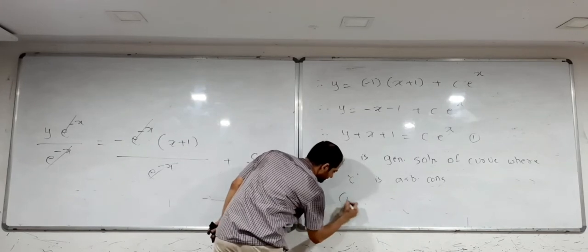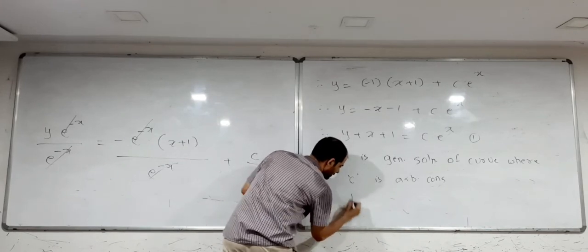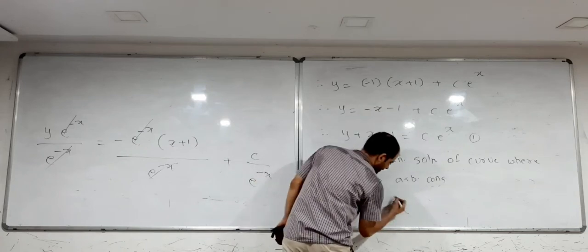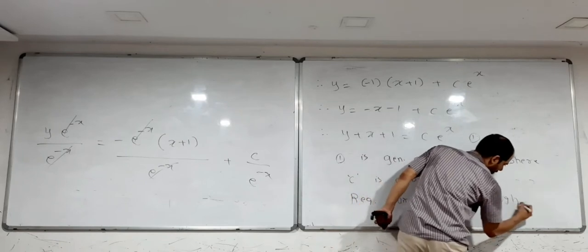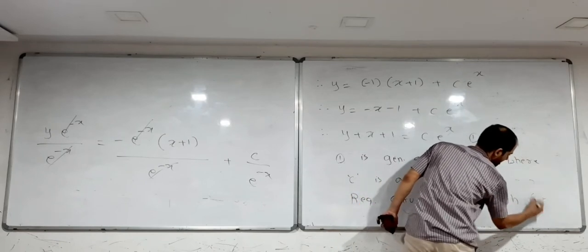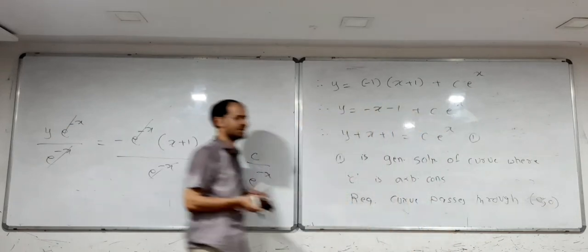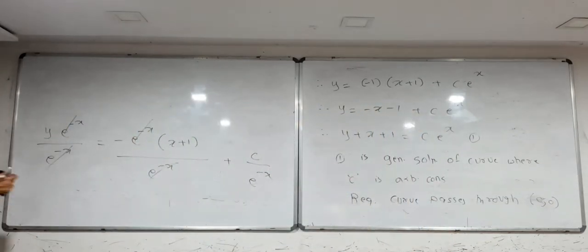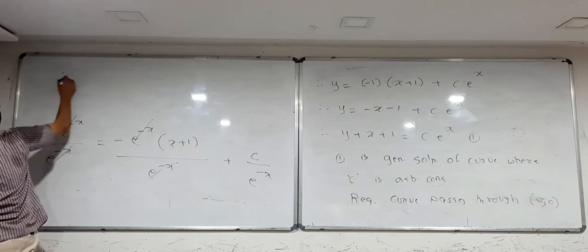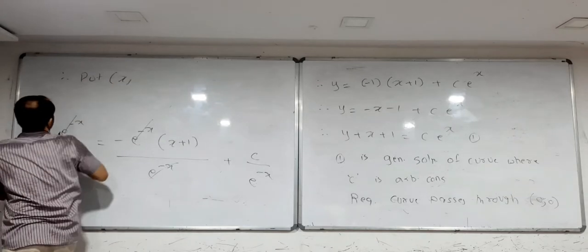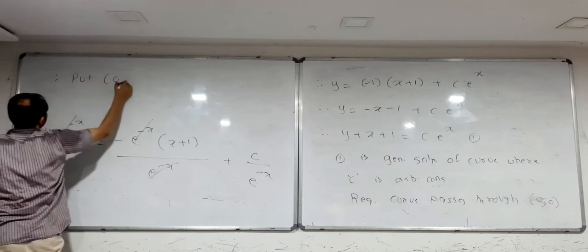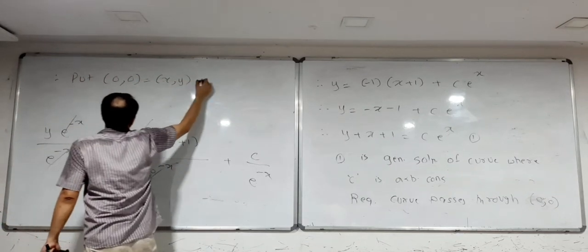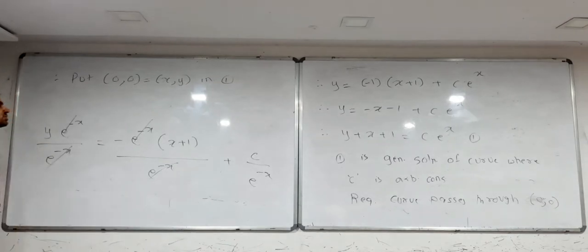The required curve passes through origin, which is 0 0. उसका मतलब कैसे? Put 0 0 is equal to x y in 1. Therefore put origin 0 0 is equal to x y in 1. इसका मतलब x की जगह पे 0, y की जगह पे 0.